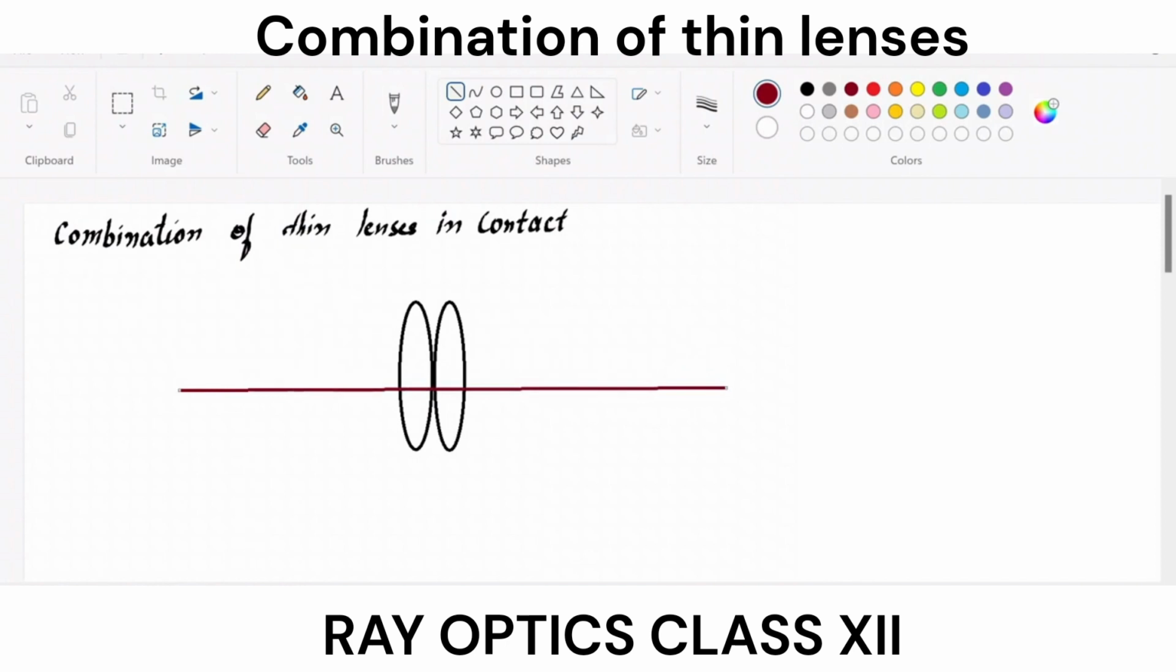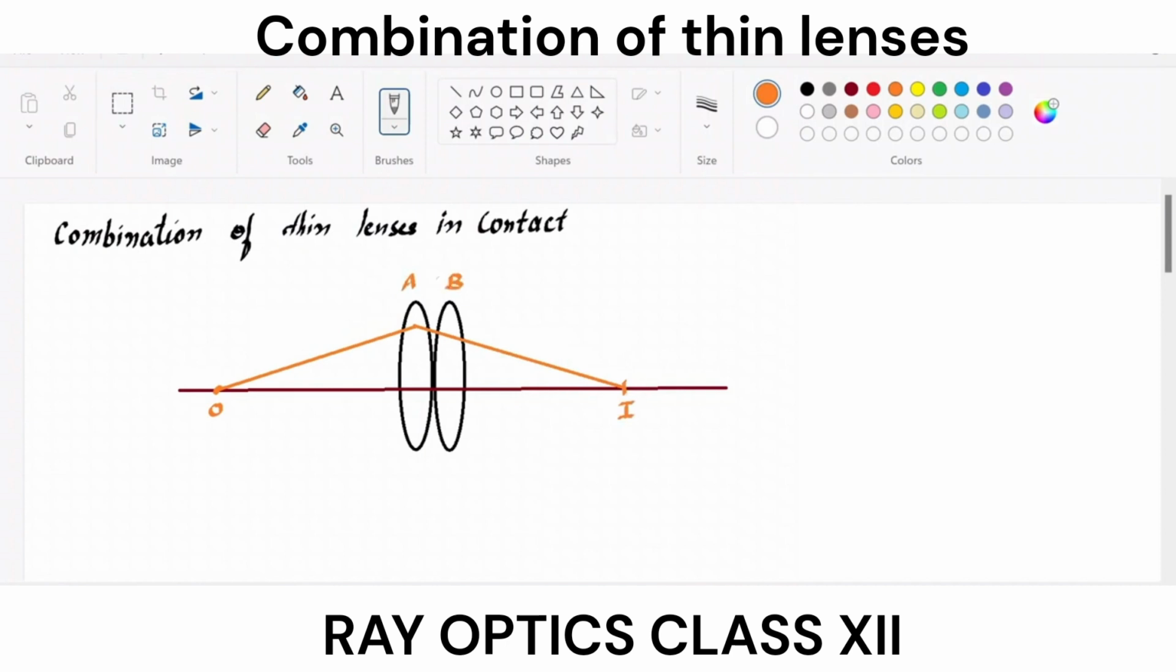So here our principal axis, let's place the object, any object over here, and let's call it O, and a ray of light is going through this O, and because of that you are getting a final image at I. Now be very careful, this image I is because of both the lenses. This is lens A, this is lens B.